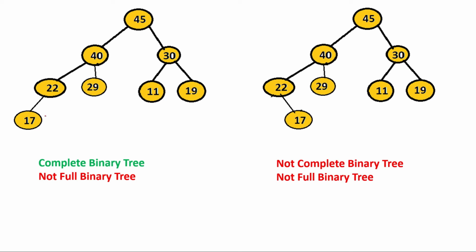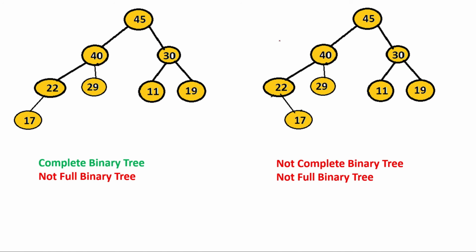But if you see here from left to right, level by level, if I go, then 45 is present, 40, 30 is present, 22, 29, 11, 19 is present, 17 is present leftmost, and to the right of that whatever nodes are missing, that is not in between. Means this complete tree you can represent as an array. So this is actually a complete binary tree but not a full binary tree.